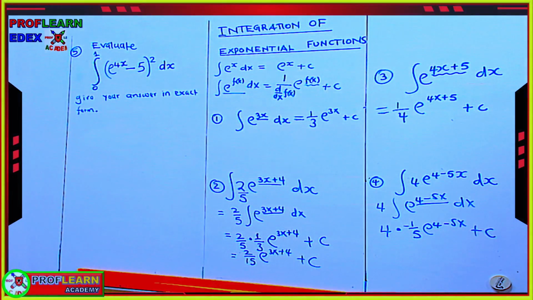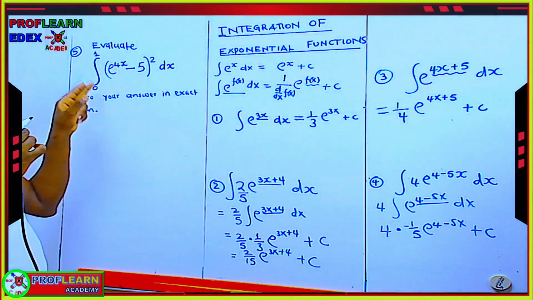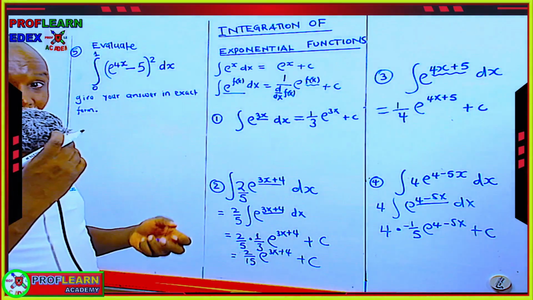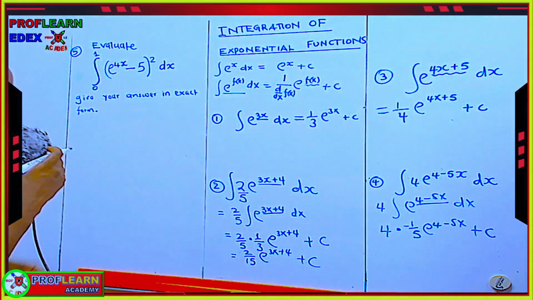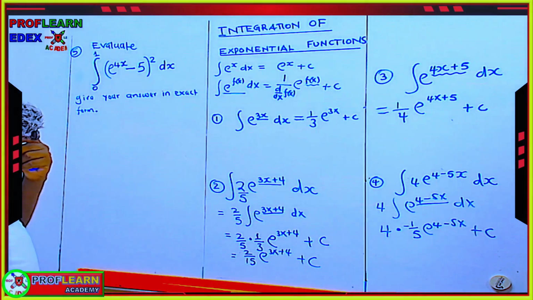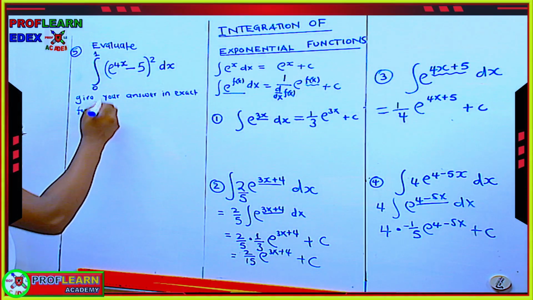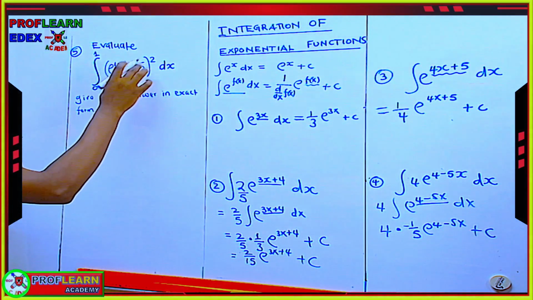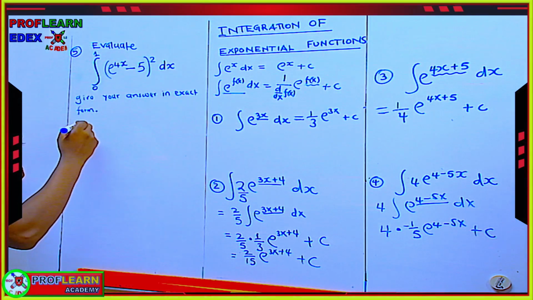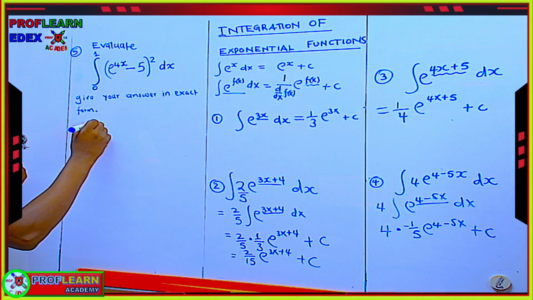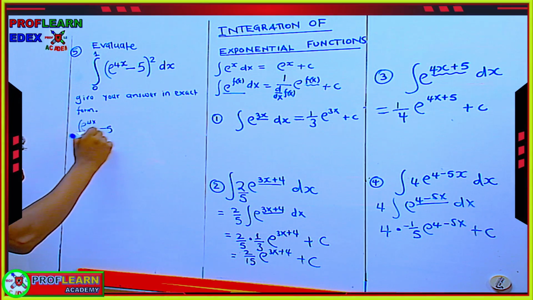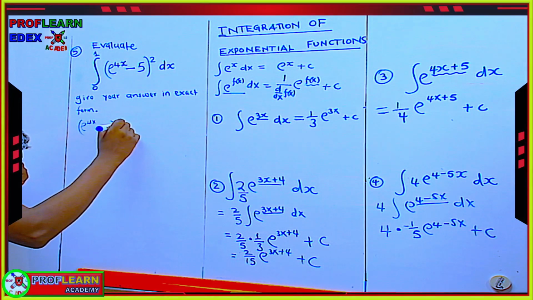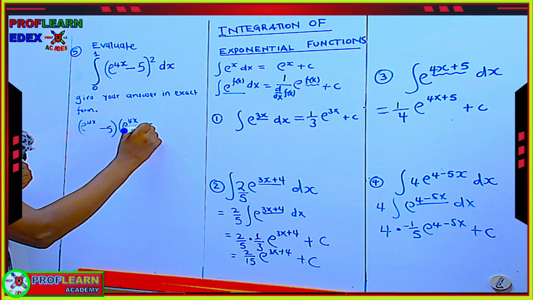Now, we have question number 5, and now we are having limits, and we are supposed to evaluate this. How are we going to go about this one? First, we are going to integrate this, but you see there is a power here. We cannot work it the way it is. First, let's say e to the 4x minus 5, squared. It will be e to the 4x minus 5 times e to the 4x minus 5.